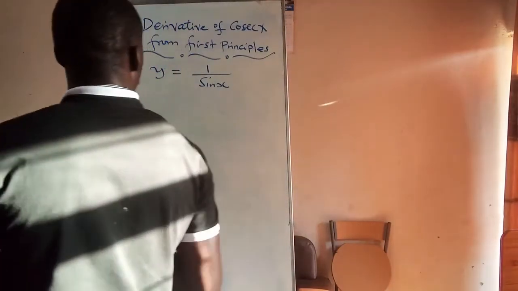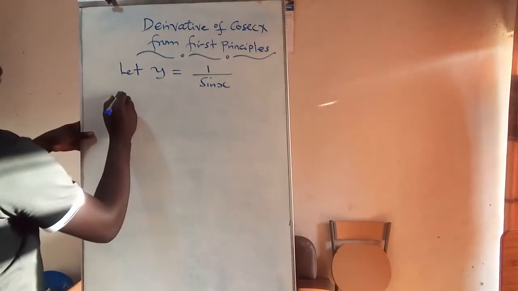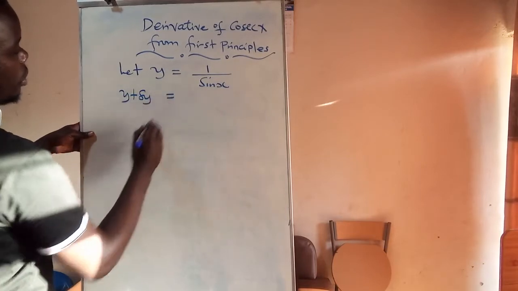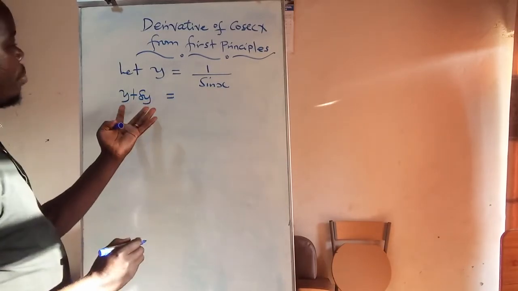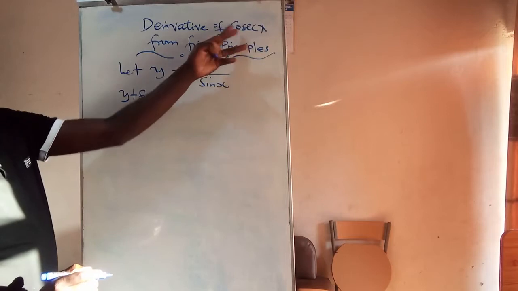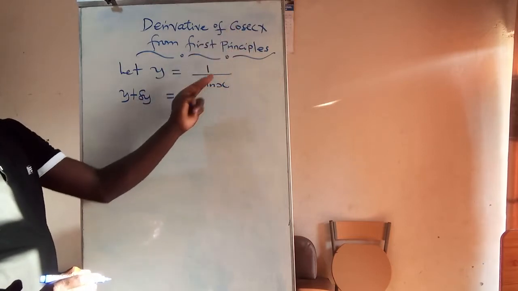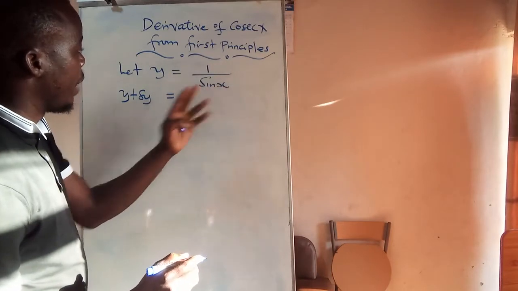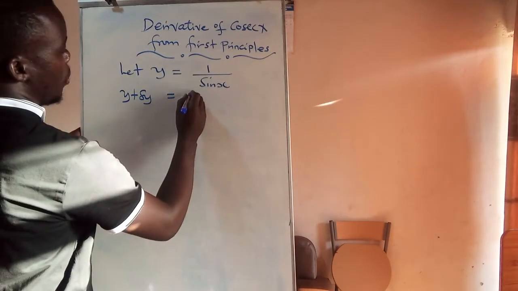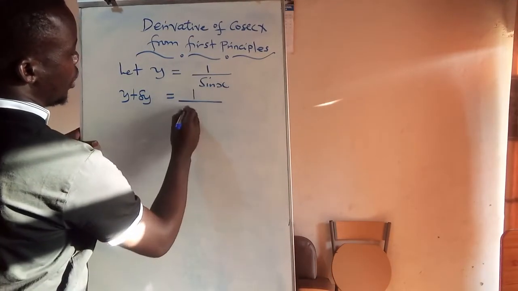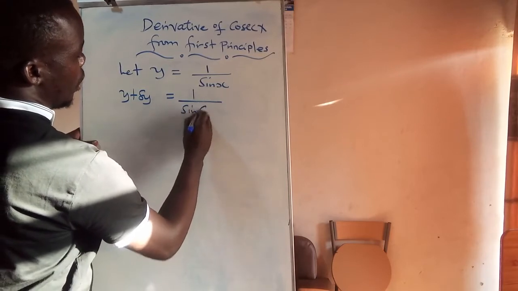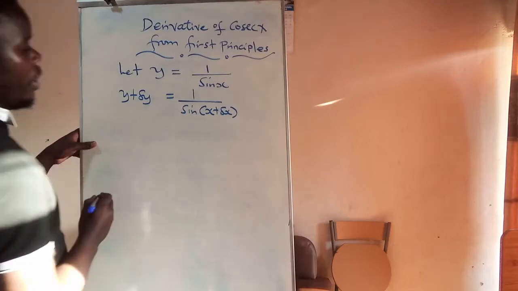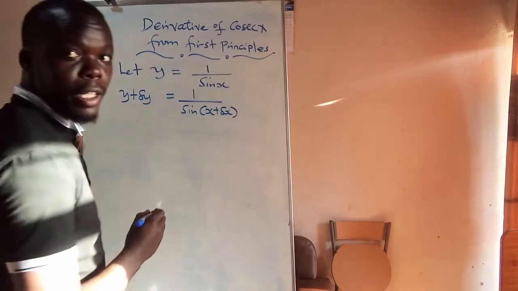Without wasting a lot of time, we shall say y plus delta y is equal to... remember, maybe before I bring this in, cosec x is also as good as the reciprocal of sine x. That is why I've written it as 1 over sine x. And so from this time, I'm now going to take a small change on x also. So I will have 1 over sine of x plus delta x. The next step will be making delta y the subject.